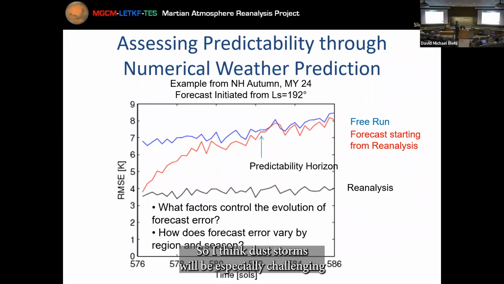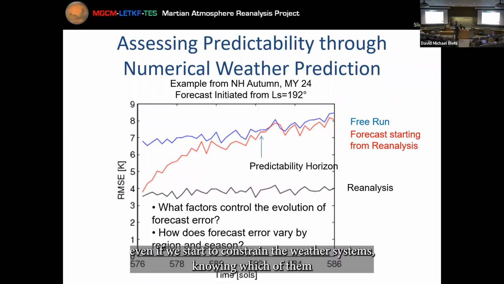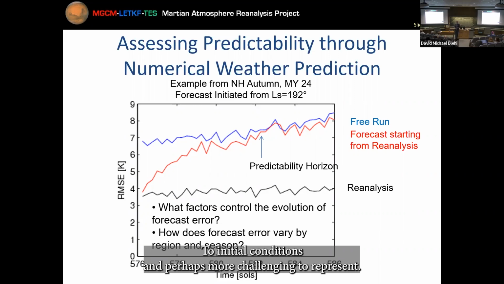So I think dust storms will be especially challenging. Even if we start to constrain the weather systems, knowing which of them will eventually develop into the global dust storm might be very sensitive to initial conditions and perhaps more challenging to represent.